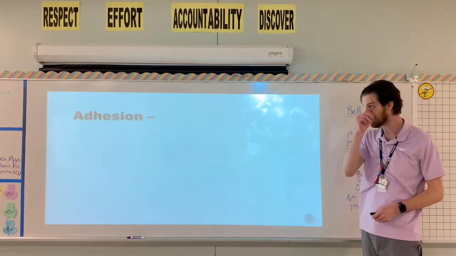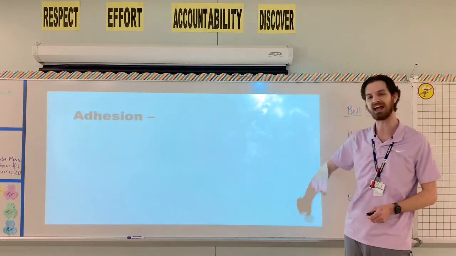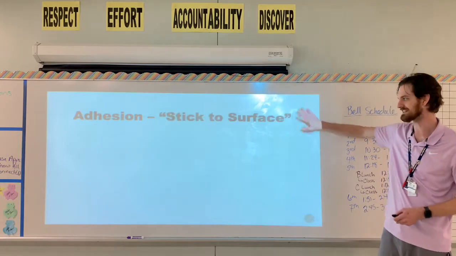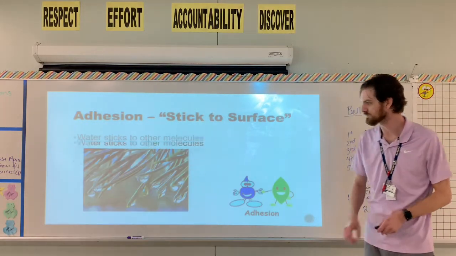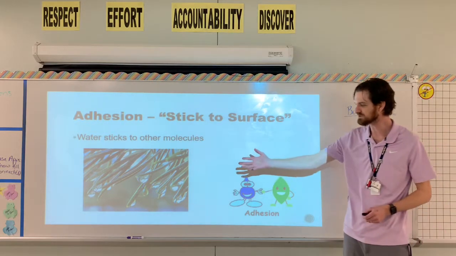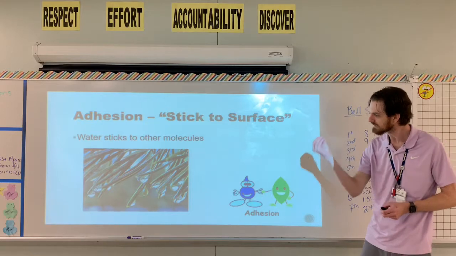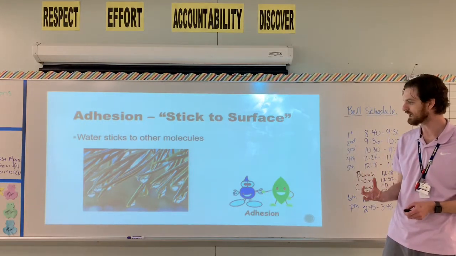Now there is another way that water can interact with things, and that's adhesion. So it's sticking to a surface like tape, okay? So in this case, water is going to stick to some sort of surface. You can think of droplets on a leaf, where water will stay with those little droplets on a leaf and make these little balls that just don't want to fall down. It's like they're fighting against gravity.